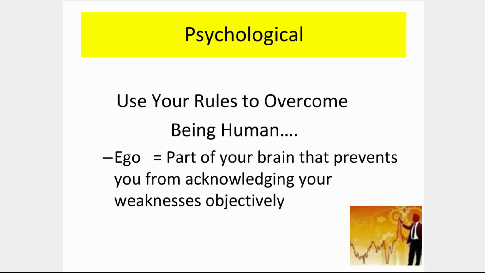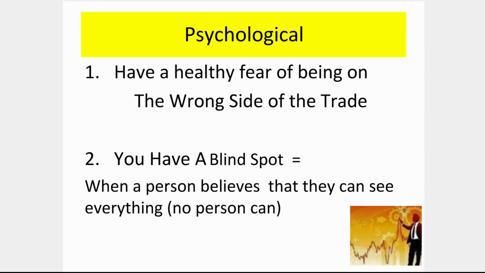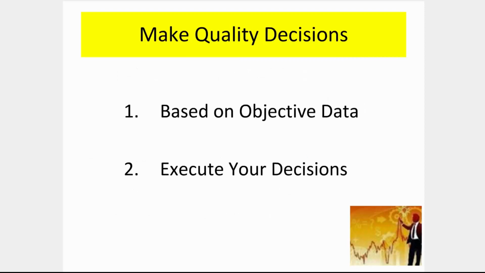Also our ego, part of our brain that prevents you from acknowledging your weaknesses objectively. All right, so when you're in a trade, you need to have a healthy fear of being on the wrong side of the trade, because we all have this blind spot from a psychological standpoint. Essentially what that means is most all of us get into a trade thinking that we can see everything, and no person can. We have to accept the fact that whenever we get into a trade that we really don't know exactly what's going to happen with that trade.